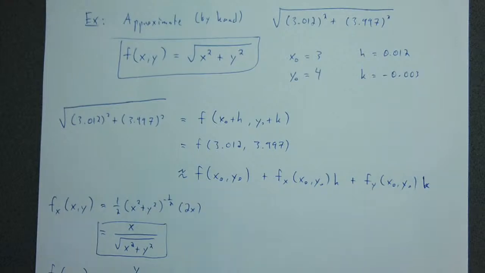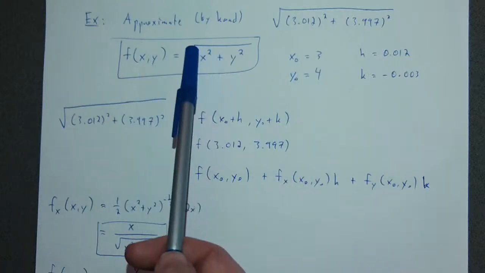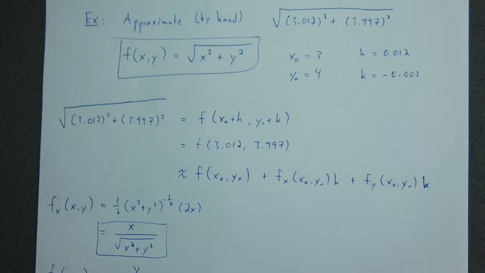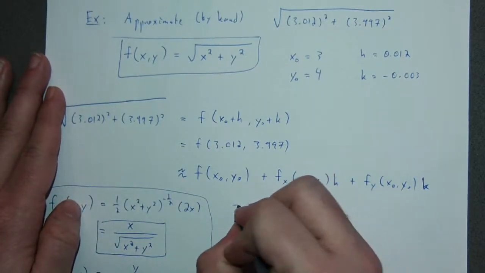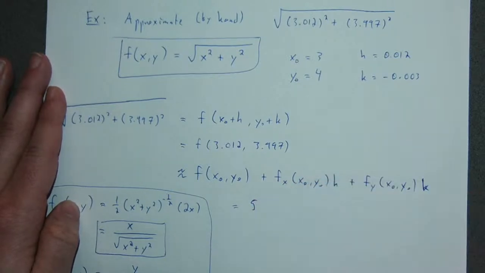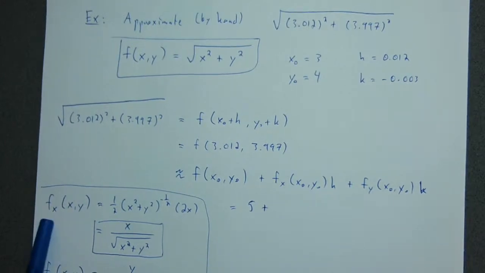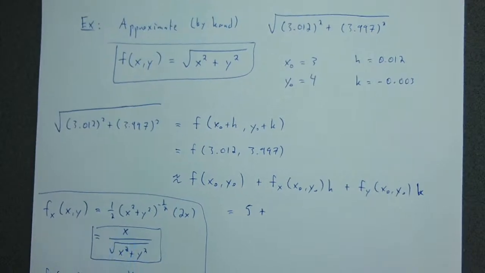What is f of 3, 4? When I plug 3, 4 into f, I get square root of 3 squared plus 4 squared, so that's square root of 9 plus 16, so square root of 25, which is 5. And so what I get here is that this is approximately 5 plus the x partial of f evaluated at 3, 4. Square root of 3 squared plus 4 squared is 5, and x is 3, so this is 3/5.